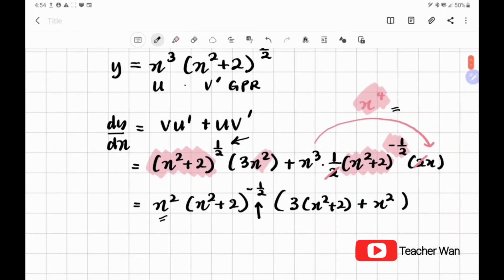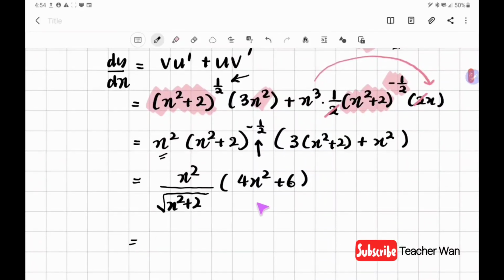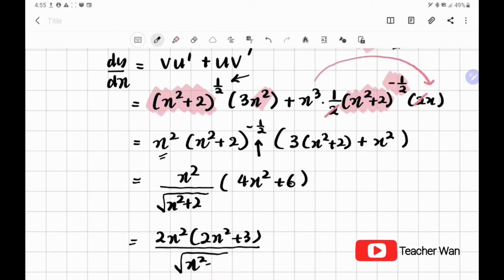Okay, let us simplify this. x squared over (x squared plus 2), and expand, we're going to have 4x squared plus 6. Okay, let us factorize 2 out from here. We're going to have 2 times (2x squared plus 3) over the square root of (x squared plus 2).